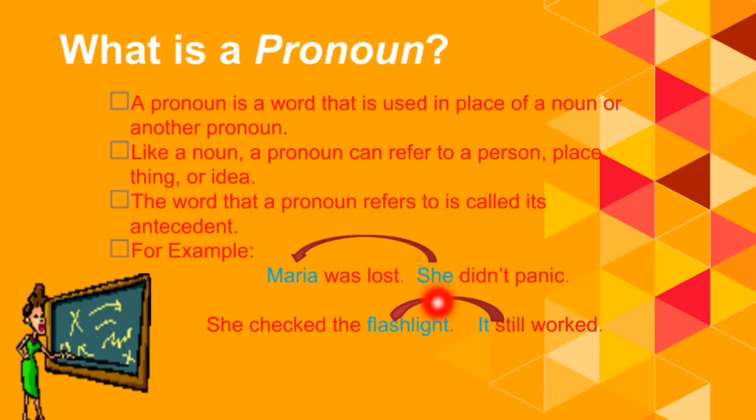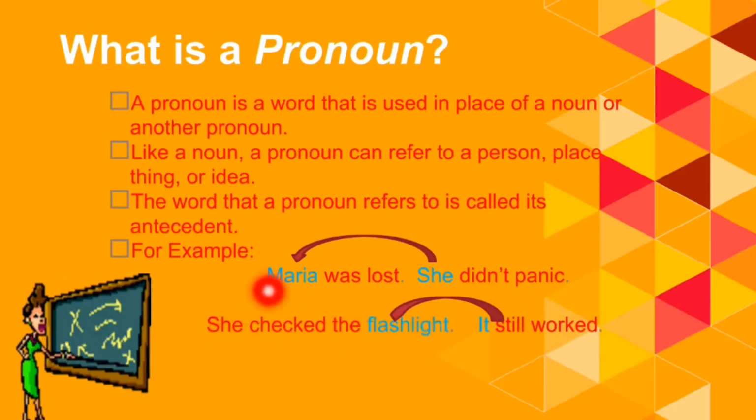Pronoun. That means which replaces the noun. So she is pronoun, and the noun which it replaces, that is Maria. So this noun is known as antecedent. This is the pronoun, and what it refers to? The word she refers to Maria. So Maria is the antecedent, and the word she is the pronoun. Similarly, let's see the next sentence. She checked the flashlight. It still worked.